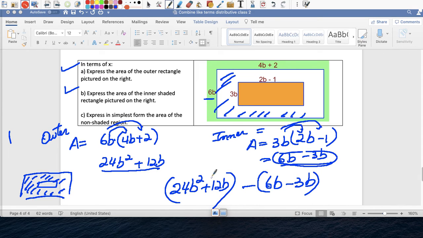Now that says the area of the big sheet of paper, the white sheet of paper, minus the area of this, which is expressed by that. That's why we put it in parentheses.